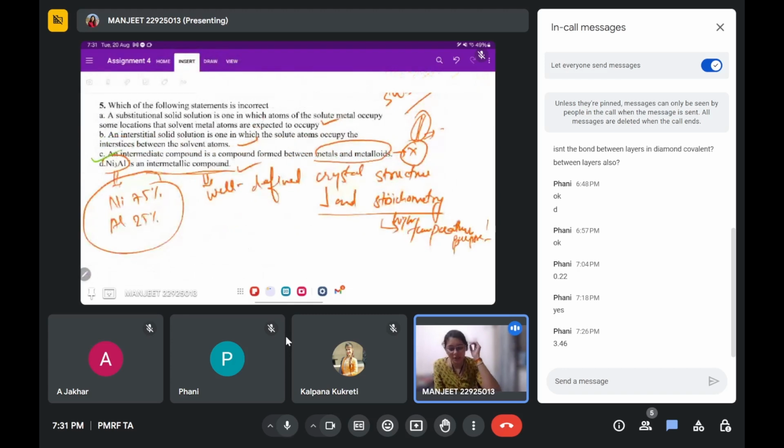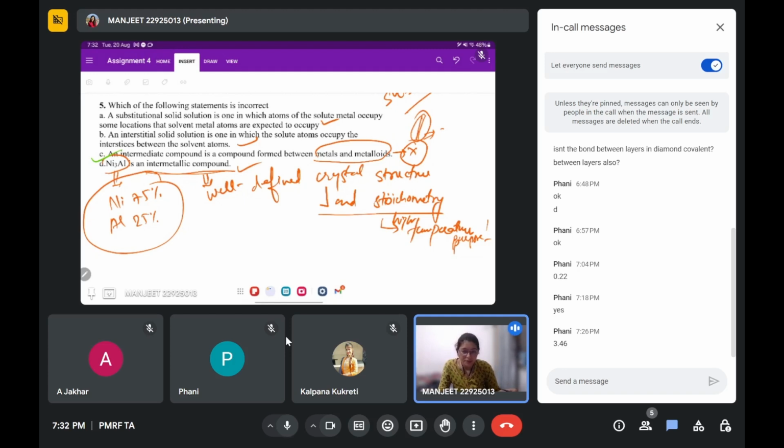In the next question, they have asked which of the statements is incorrect. So we have discussed substitutional. Substitutional is basically where the impurity or solute atom sits at the lattice site of the solvent atom or the host atom. Interstitial is where the impurity or solute atom occupies the interspaces between your solvent atoms, the space that is between your solvent atoms.